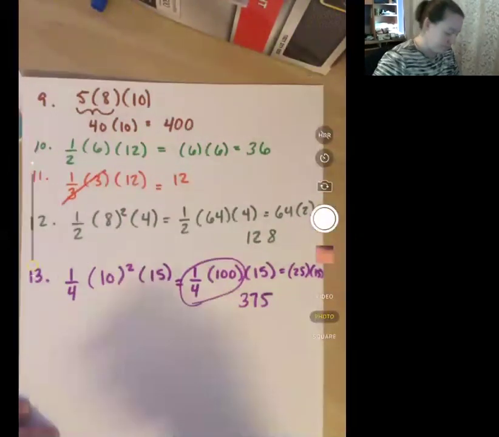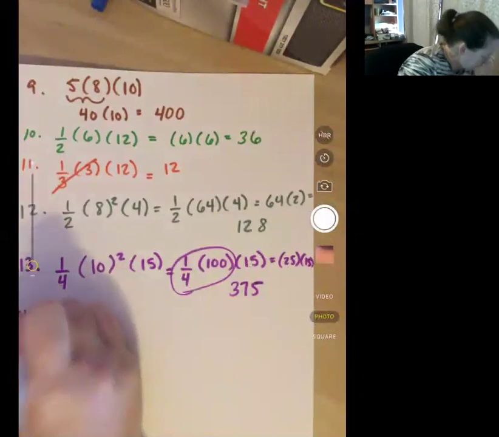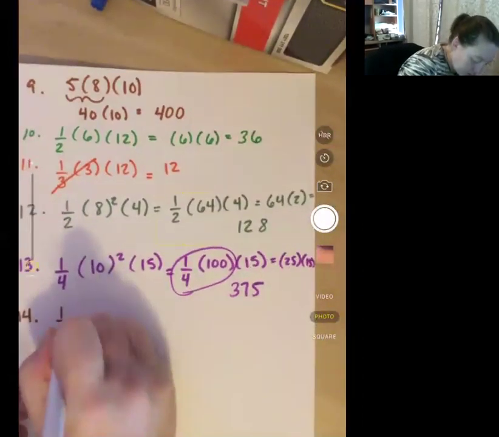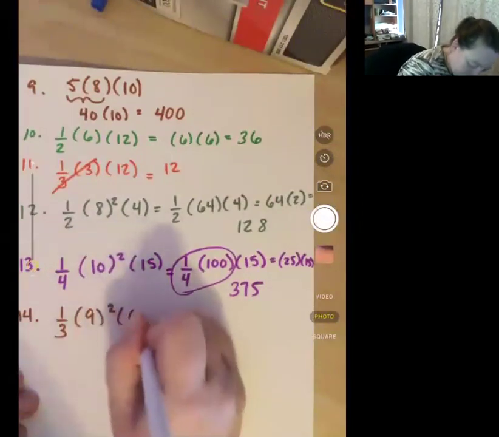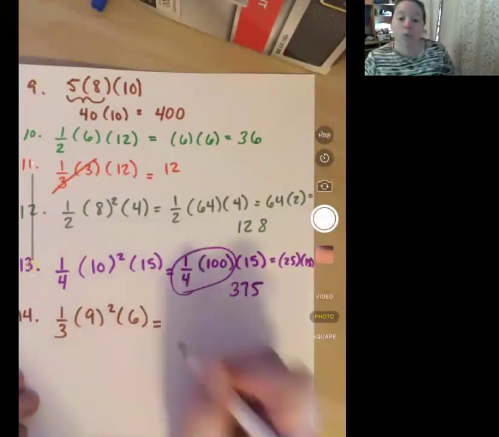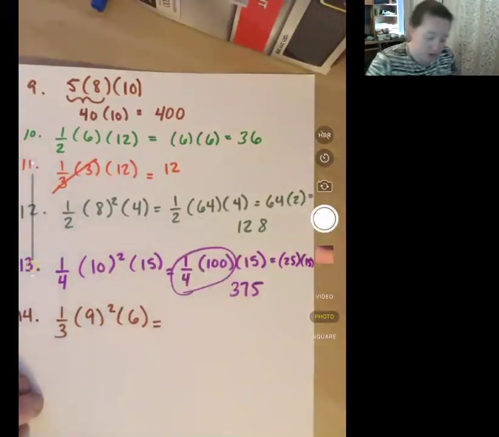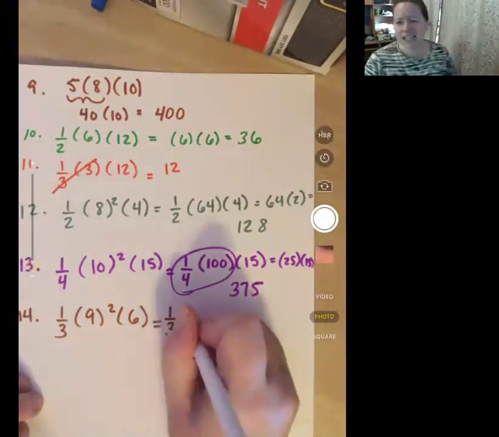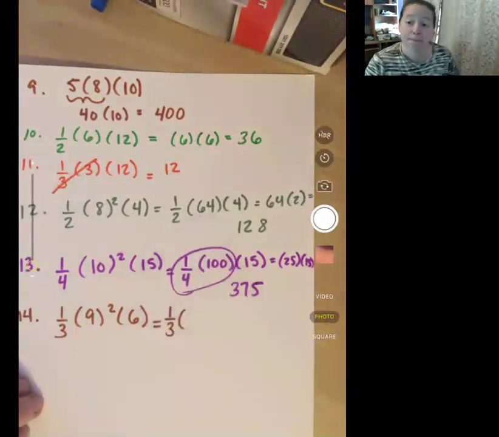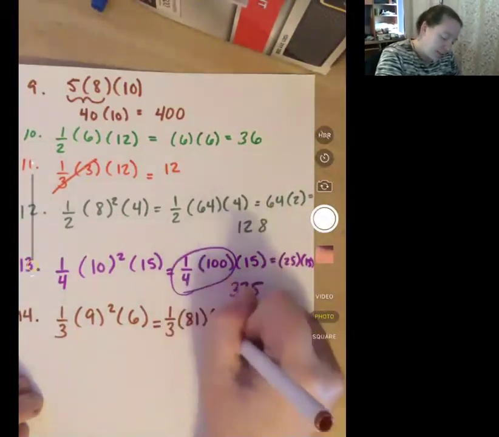Number 14, the last one. 1/3 times 9 squared times 6. Once again, I have to take care of that exponent first. So I'm going to be rewriting. 1/3 times 81 times 6.